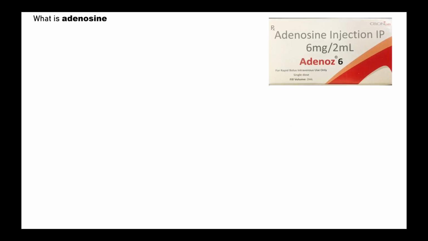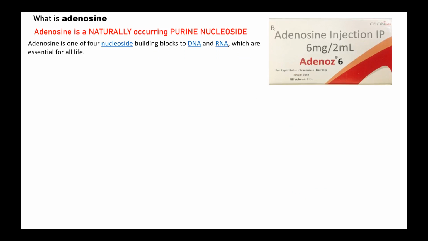What is adenosine? Purine nucleoside. The naturally occurring purine nucleoside. It's one of the 4 nucleosides or building blocks of DNA and RNA, which are essential for life. What are the other 3? Cytosine.